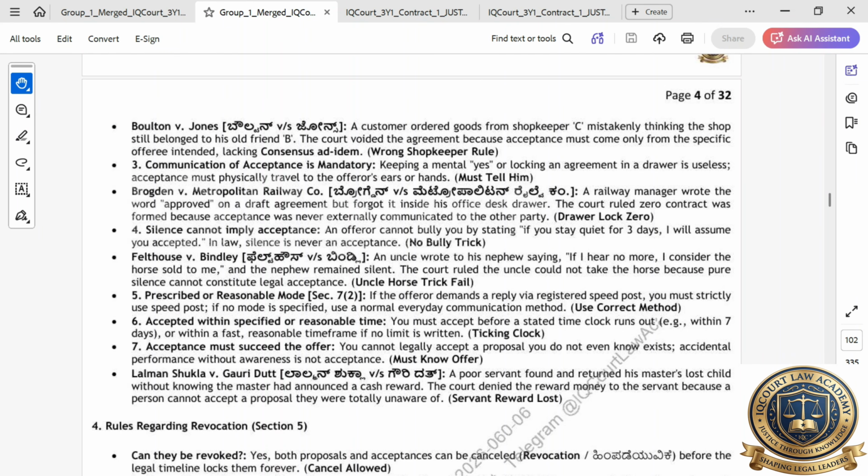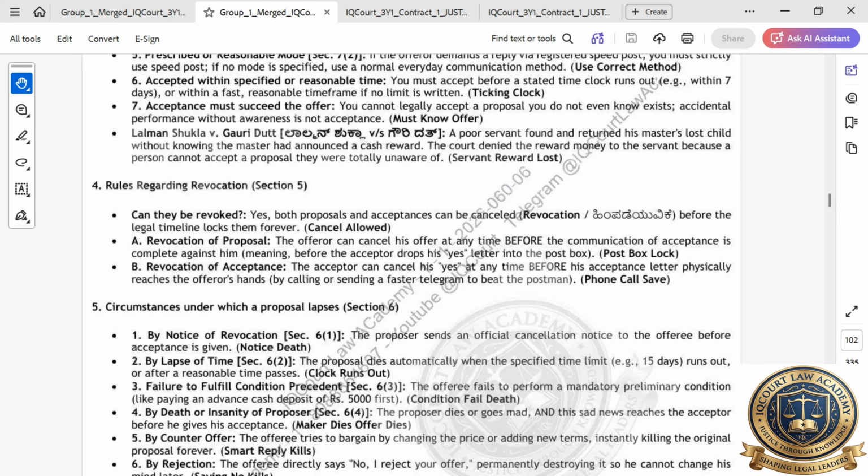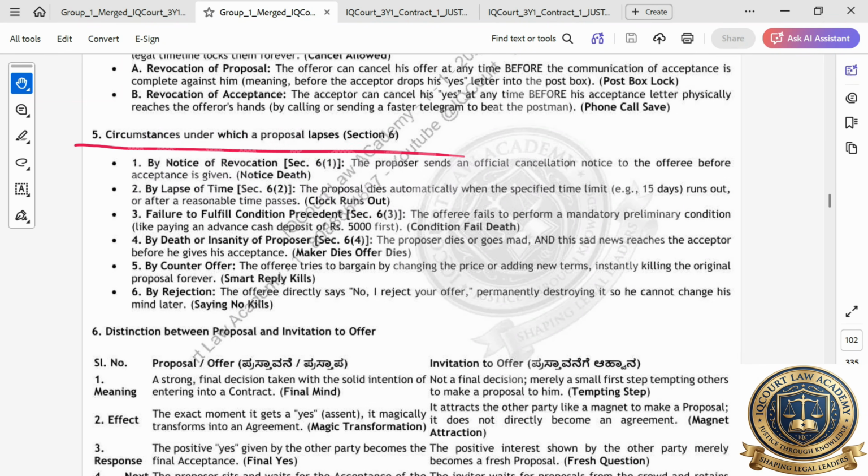So case laws are there. You have to write the case laws. And silence can't imply acceptance. An offerer can't bully you by stating if you stay quiet for 3 days, I will assume you accepted. If you are not communicating anything, it is not automatic acceptance. Acceptance should be clearly communicated. Acceptance must not exceed the offer. Everything you have to write regarding the rules, regarding revocation. Can it be revoked? Circumstances under which a proposal lapses.